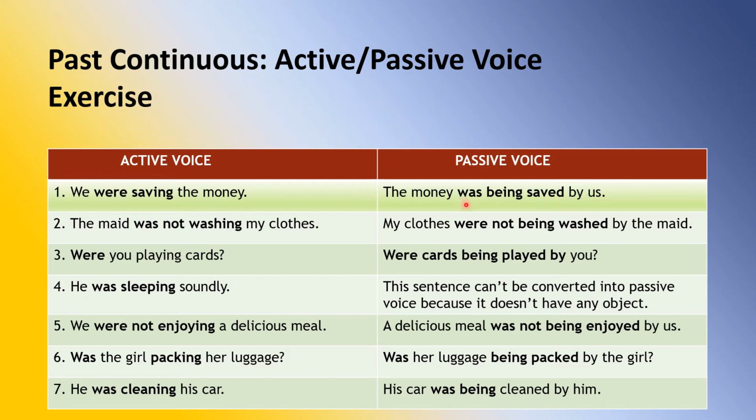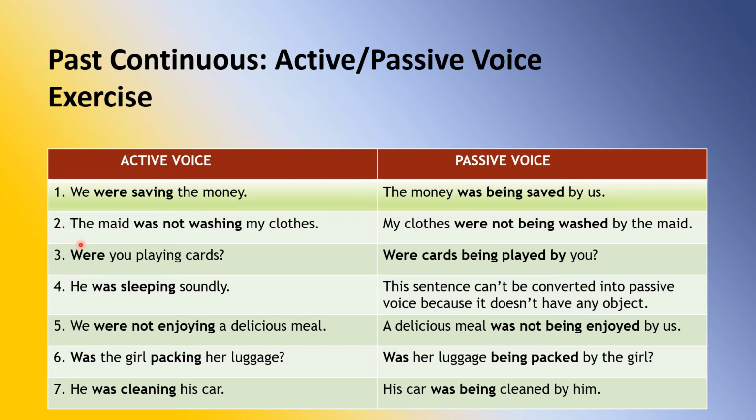You can see that I have written was as the auxiliary verb in my passive voice sentence. But in my active voice sentence, I had were as the auxiliary verb. The reason is that in the active voice sentence, our subject was plural, and with plural subjects, you use were. But in case your subject is singular, you should use was as the auxiliary verb with that. That is why I have changed the auxiliary verb in this sentence. If you had written the money were being saved, that would have been wrong. Never forget this rule that you can change the auxiliary verb according to the subject of the sentence.